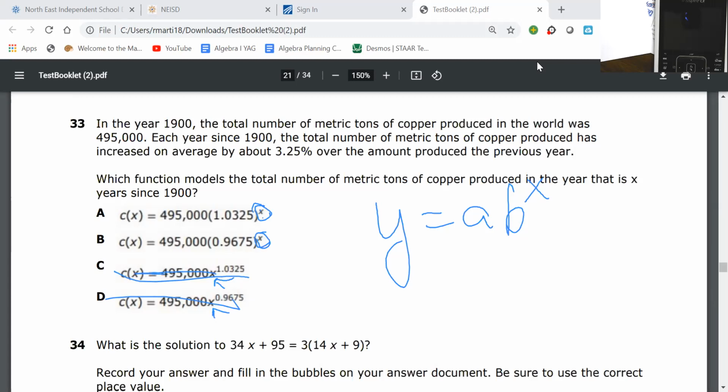Now, what is b? It's the multiplier. If it's greater than 1, it's growth. If it's less than 1, it's decay. They tell you since 1900, the total number of metric tons has increased. Look at your two possible answer choices. One of them is growth and one of them is decay. You pick the growth one because it's increasing. And that's it. You didn't even need a calculator for this.